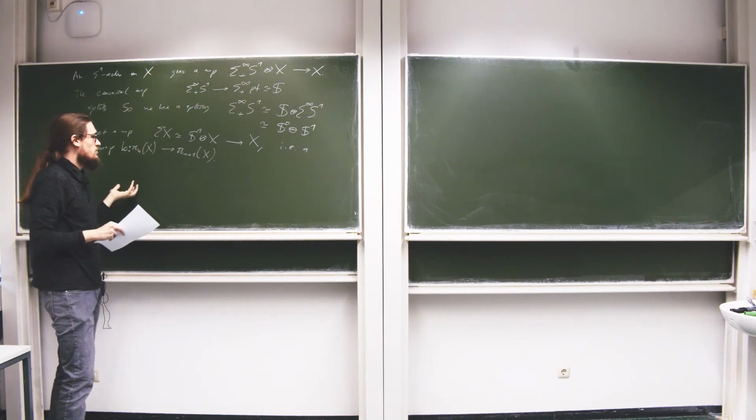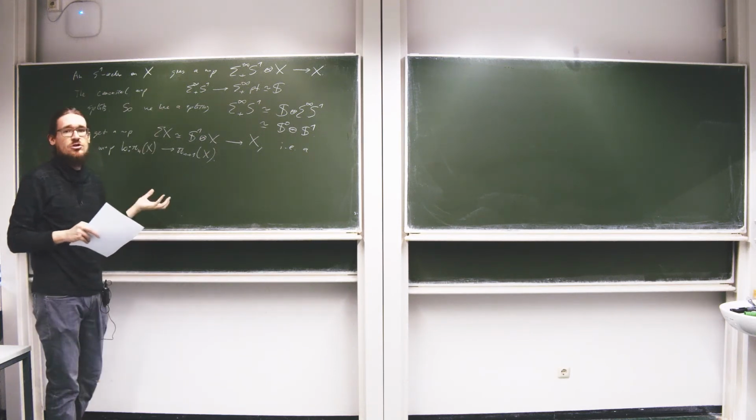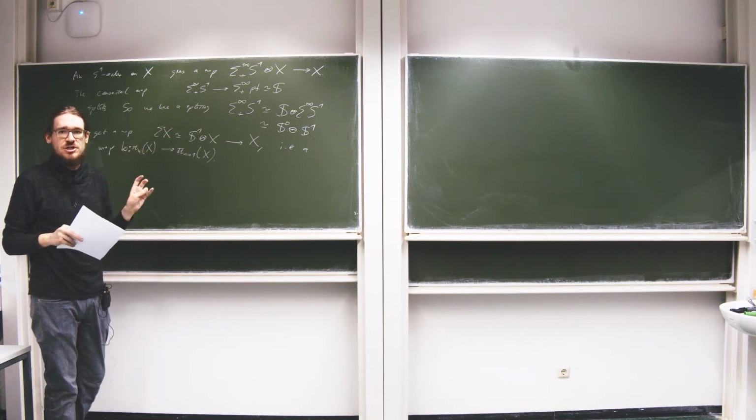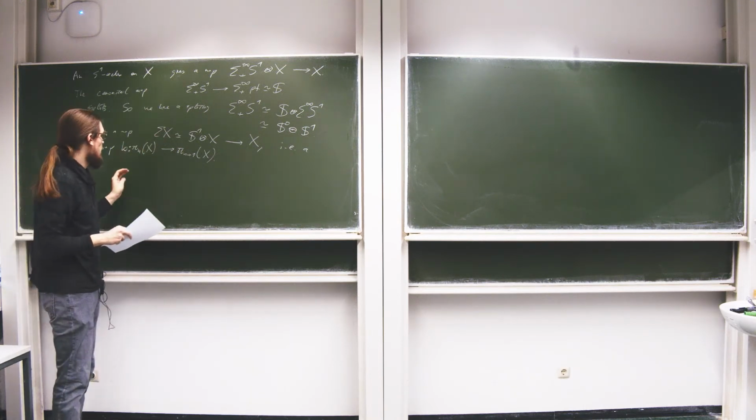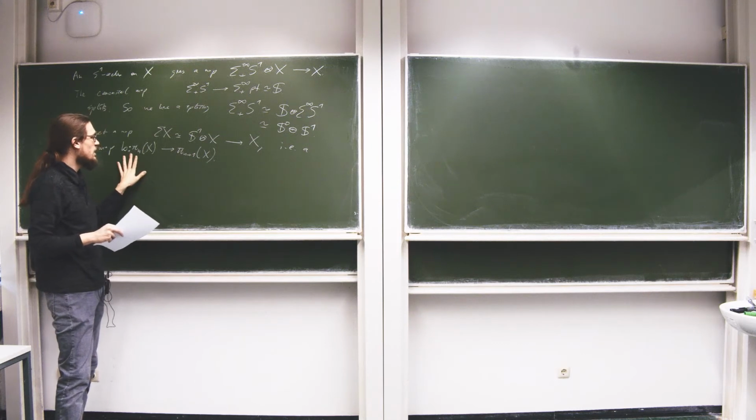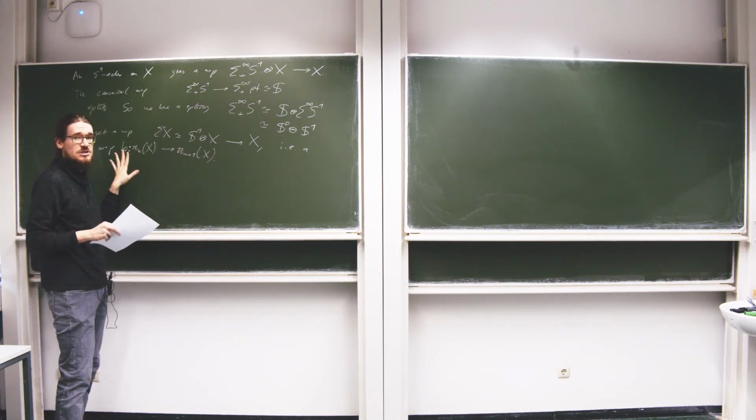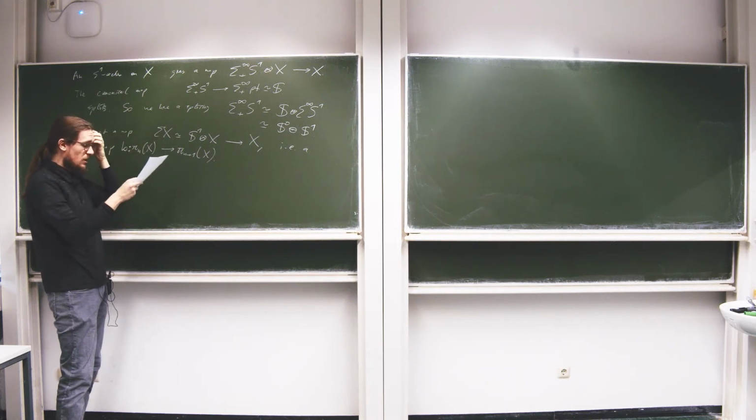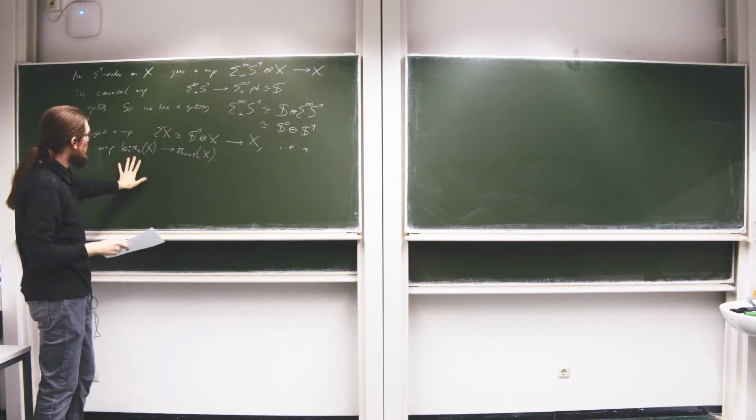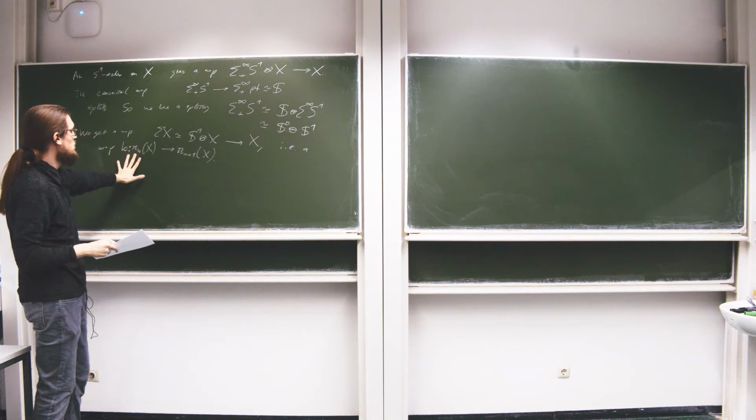And the other thing you can do is you can construct the classical con operator from this cyclic structure and so on. And it turns out they agree. So this is really a generalization of the con operator. This tells you how to get the con operator back from the S1 action. But there are some quirks here. For example, this is not a differential anymore.